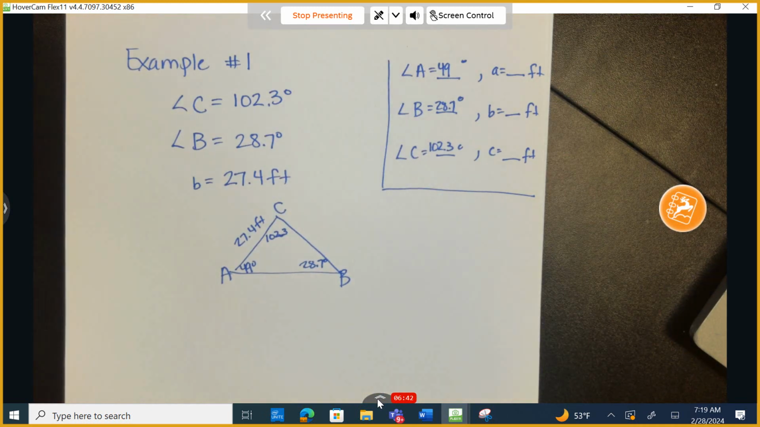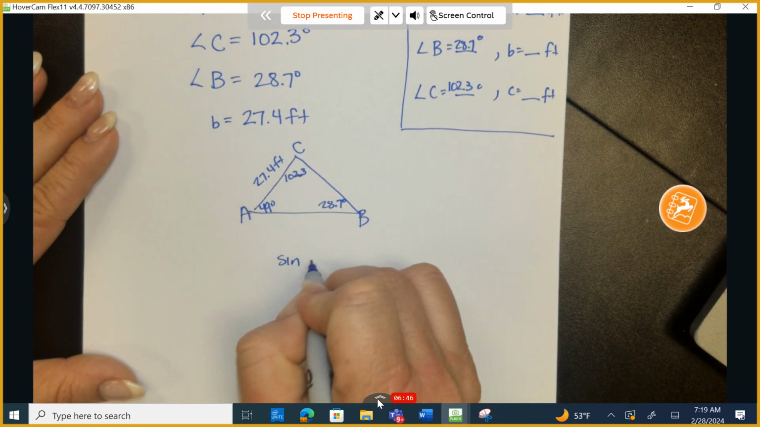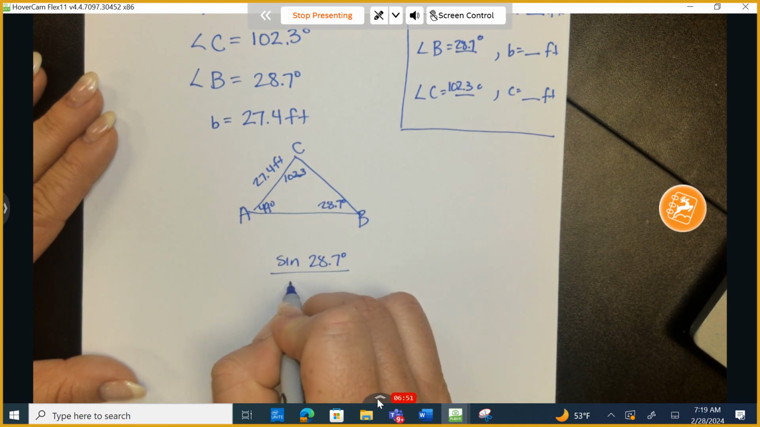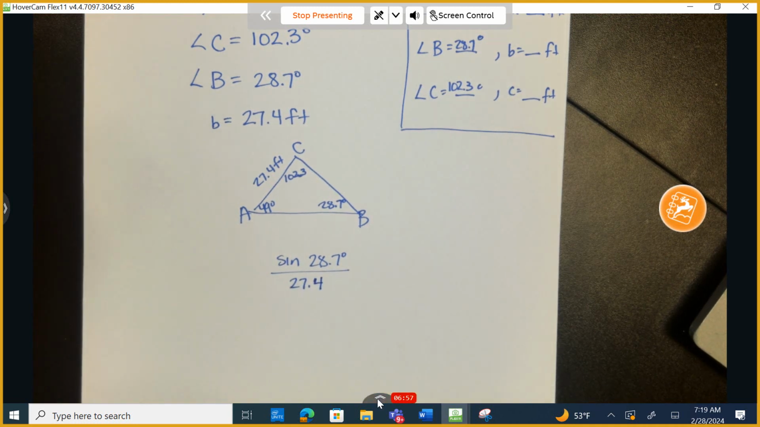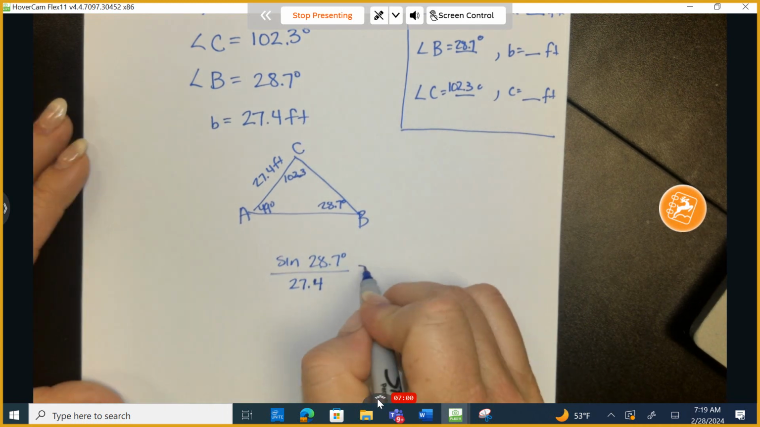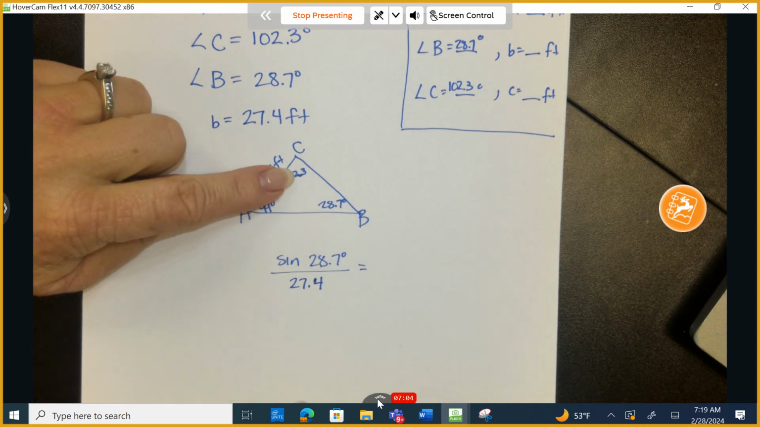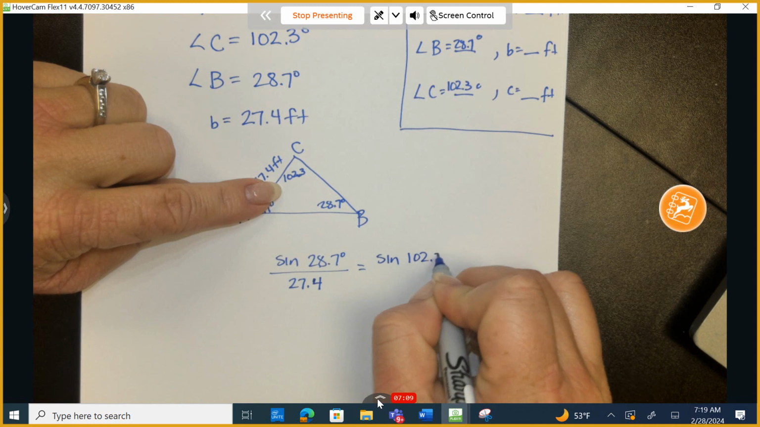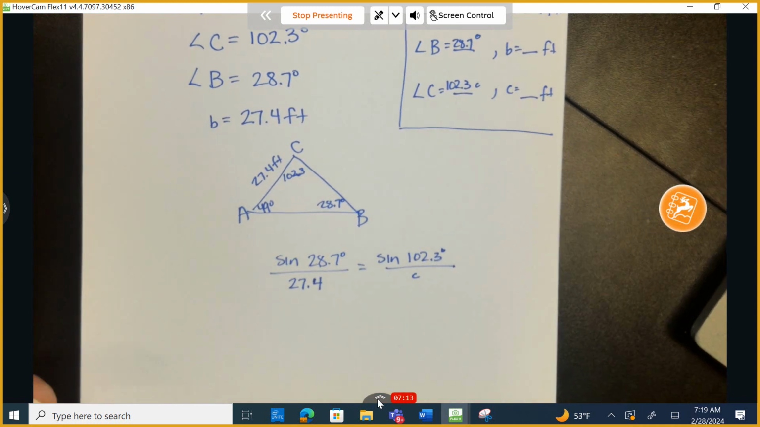And so what we're going to do is write down the one thing we know. I know the sine of 28.7 degrees corresponds with little b, which is 27.4. We don't need to put the units of feet underneath that. All right, let's go ahead and figure out what C is. Again, our angles go on top, so I have the sine of 102.3, and we don't know what little c is. Now, how do we solve this?